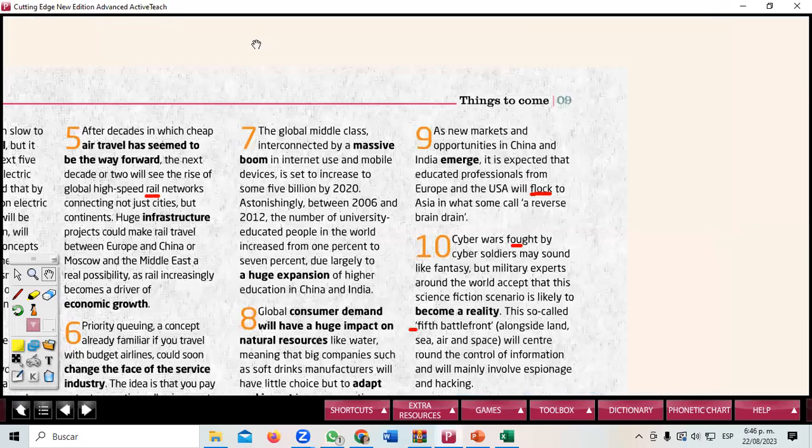All right. Okay, number 8. Now number 9. Let's read it, Lisette Tarazona. Okay, teacher. As new markets and opportunities in China and India emerge, it is expected that educated professionals from Europe and the USA will flock to Asia in what some call a reverse brain drain. Very good. Thank you. Maveli, please read number 10.